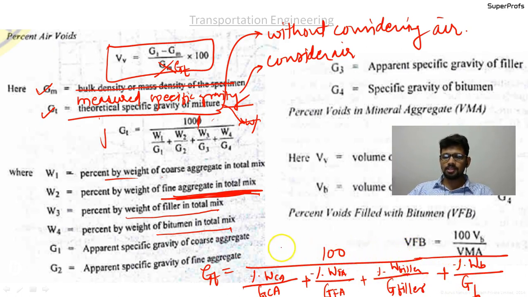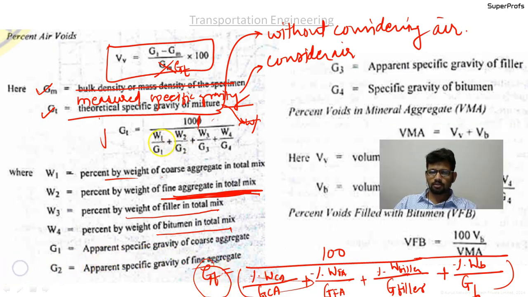This comes from a very common formula. If you take this GT to the denominator on this side and this whole complete term on the left hand side, then you will get the standard formula to obtain the overall specific gravity of the mix from the known specific gravity and percentage weight of the constituent materials. This formula is already known to us. I have just manipulated it to get GT equal to so and so.